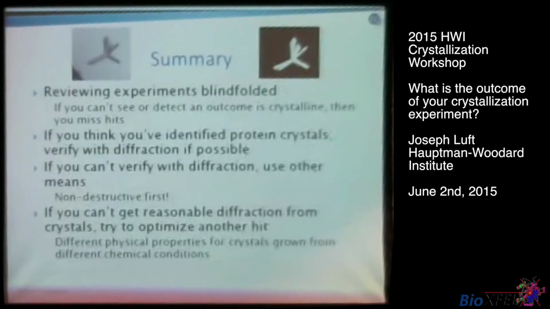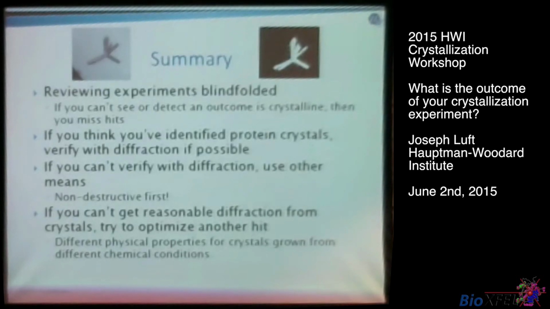to summarize, if you set up your experiments and review them blindfolded, it would seem like a really ridiculous thing to do. But if you can't see what's going on in your experiments, that's essentially what you're doing. Your experimental outcomes are only as good as your vision and your ability to detect crystals. If you're looking through a very old microscope with poor objectives, you're going to miss things that could be very important, hits you could use to move on with your structure determination. The experiment is only as good as what you can see from the experiment.